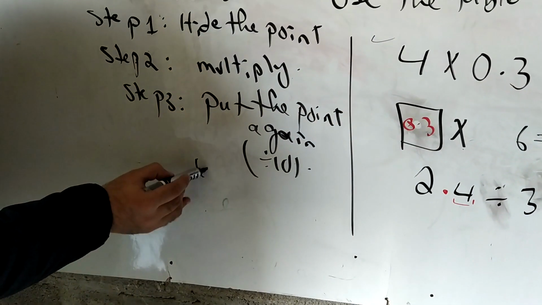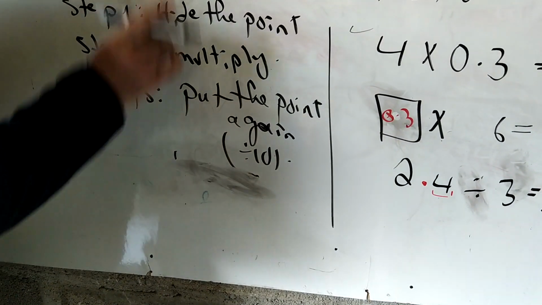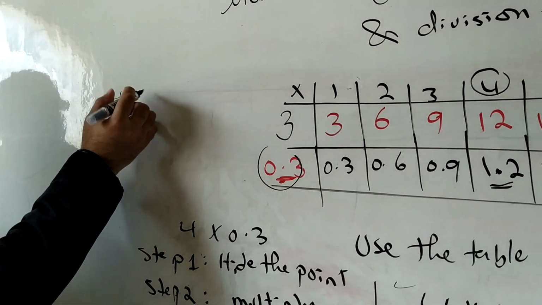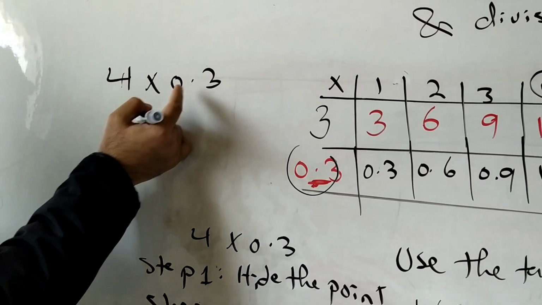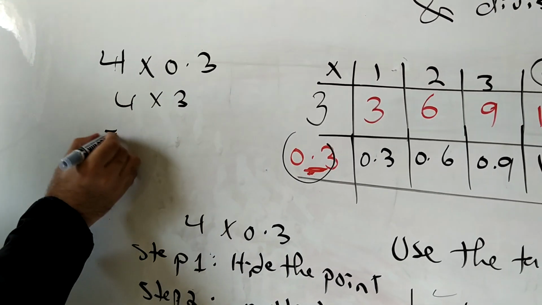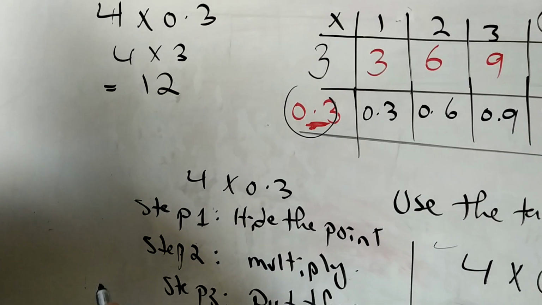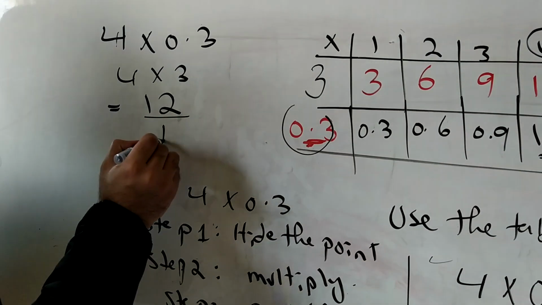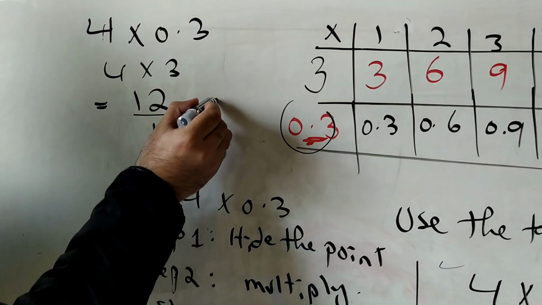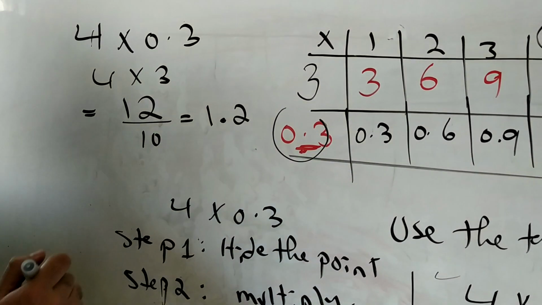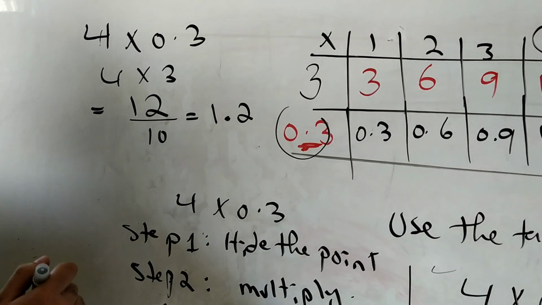4 times 0.3. Okay, let's write it here. 4 times 0.3. Hide the point. It will be 4 times 3 equals 12. Okay, step number 2, multiply. Put the point again, how? Divide by 10, yes, like this. Okay, 12 divided by 10. Now, we know that 12 divided by 10 will be 1.2. That's it.